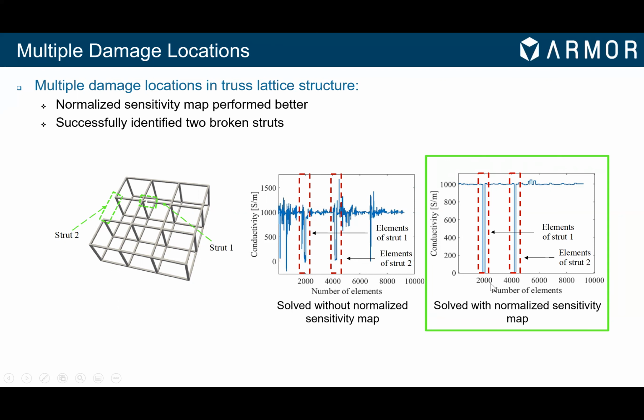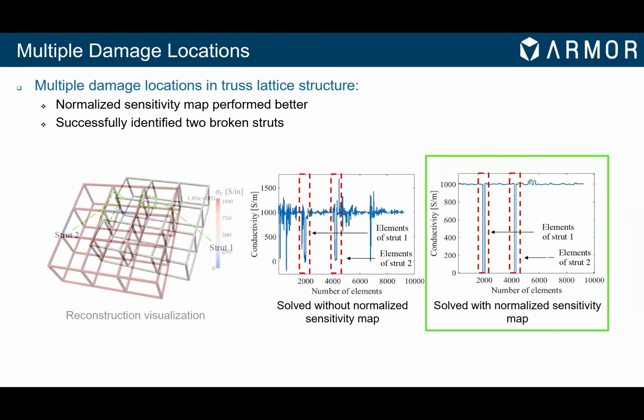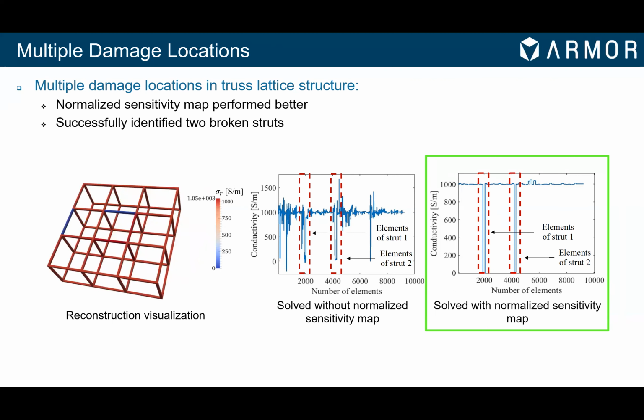But in contrast to the use of a normalized sensitivity map, we can very accurately determine where those broken struts are. Again, visualizing the 3D connectivity distribution, we can clearly see where those broken struts are located.